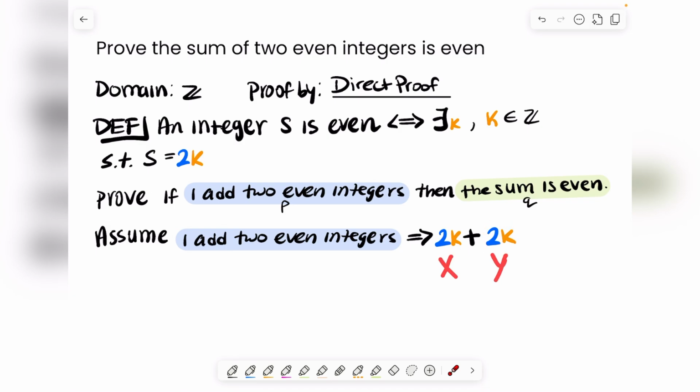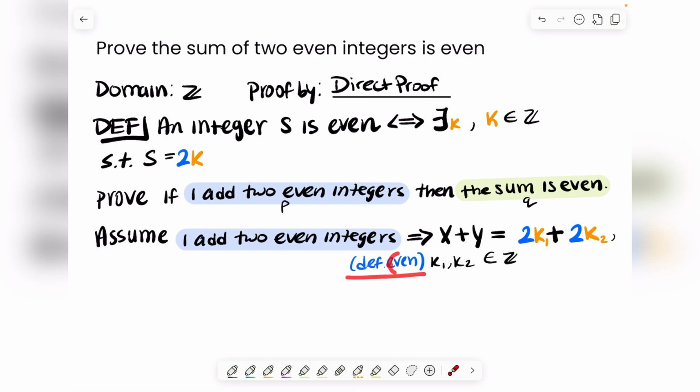If this is x and this is y, we're saying that x and y are the exact same thing, that they are equal to the same integer k times 2. But x and y can be different. So we want to say that this could be a different k. So we can label this k1 and k2. So essentially, I'm going to move this over here. x plus y is equal to this, where k1 and k2 are also integers. And here we use the definition of an even integer.